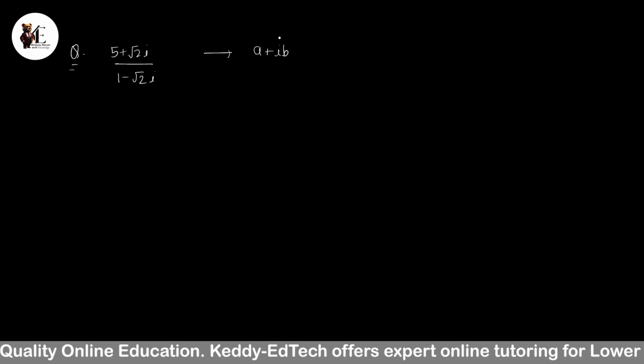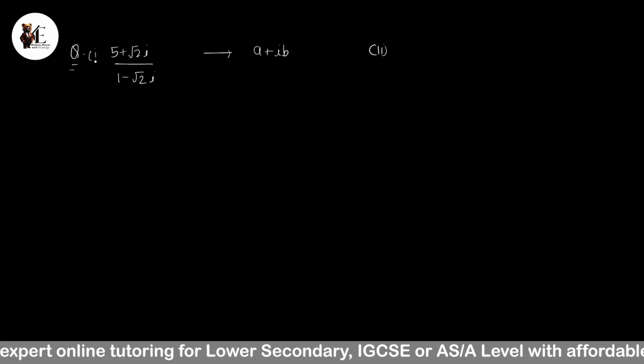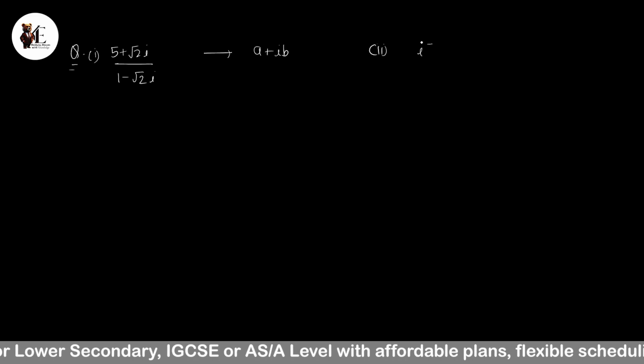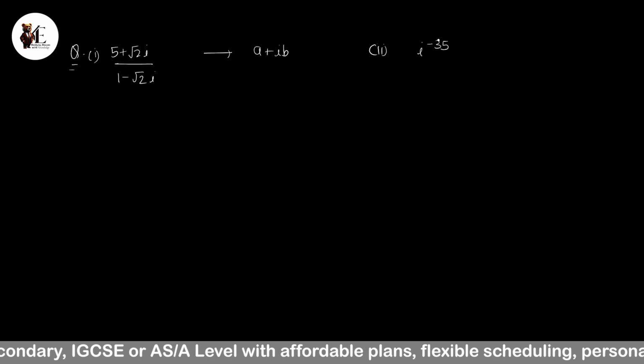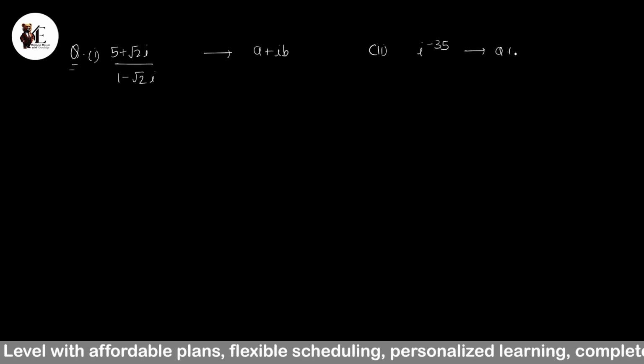And there is a second part as well. So let me write this. This is the first part. And the second part is i raised to the power negative 35. And you have to express this as well in the form of a plus ib.